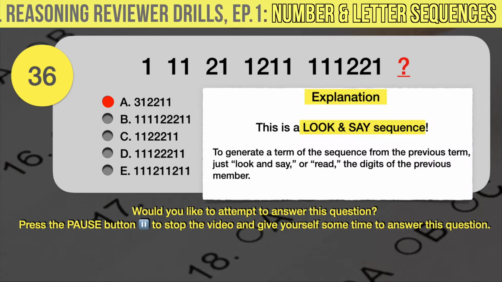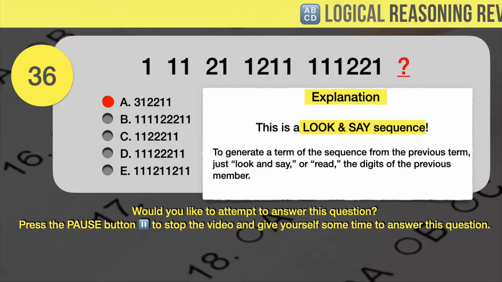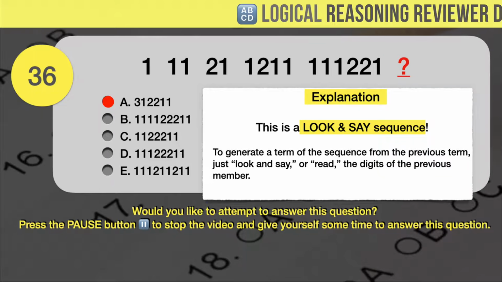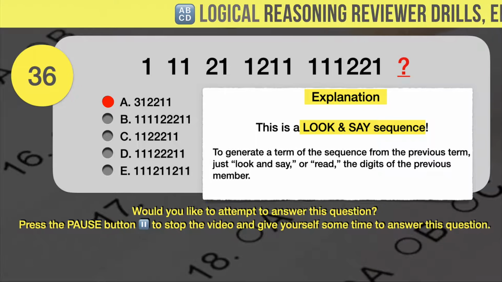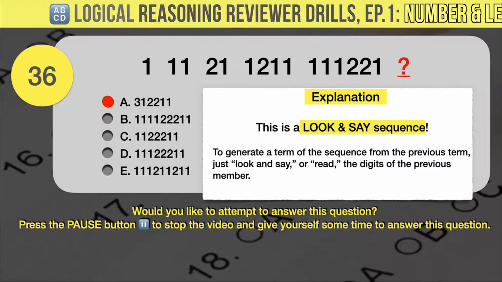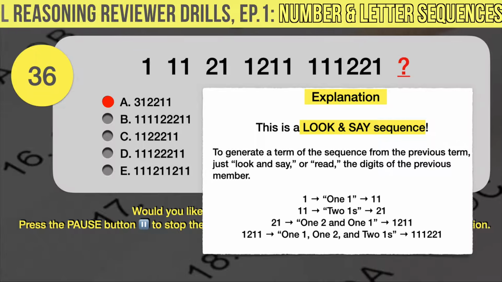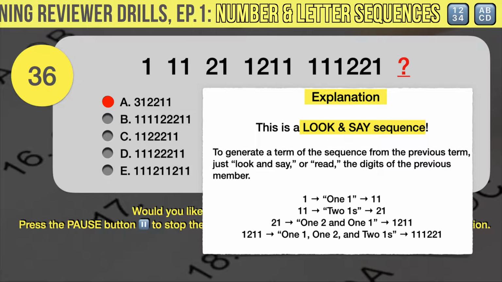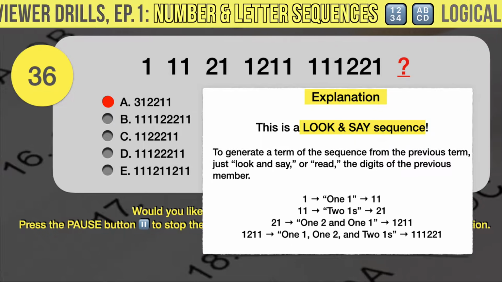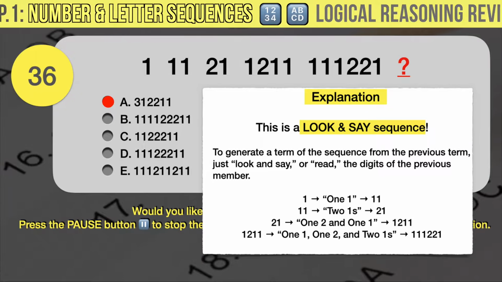312211. In recreational mathematics, this is what is known as a look and say sequence. To generate a term of the sequence from the previous term, just look and say, or read, the digits of the previous member. For example, 1 is read off as one 1, and written as 11. 11 is read off as two 1s, and written as 21. And so on. Therefore, in our given sequence, 1, which is read as one 1, generates 11. 11, which is read as two 1s, generates 21. 21, which is read as one 2 and one 1, generates 1211.